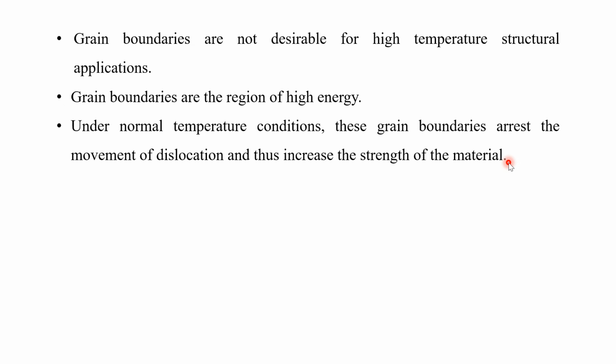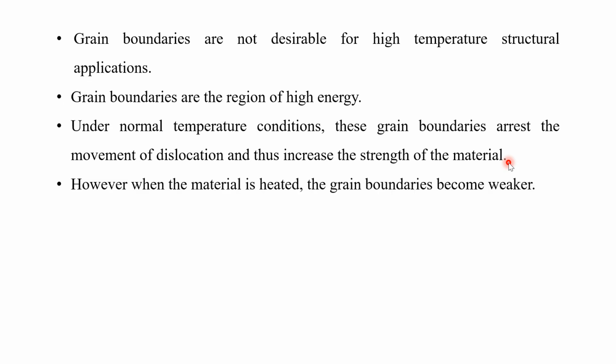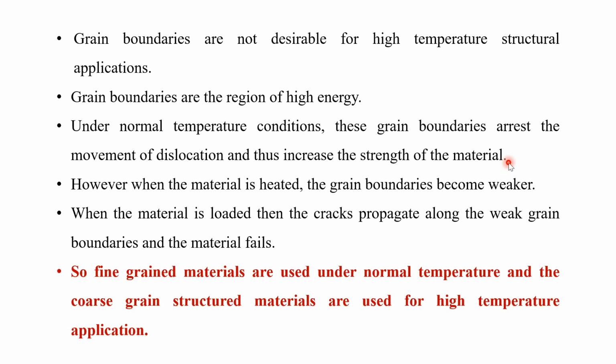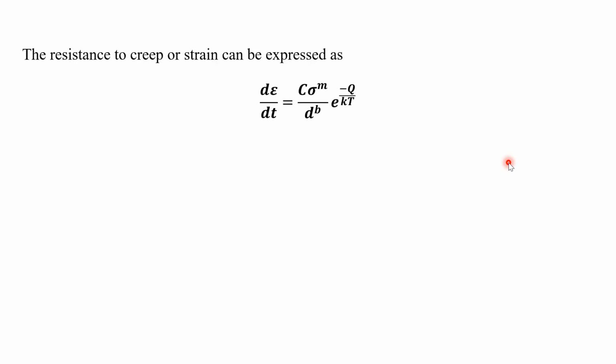Under normal temperature conditions, grain boundaries are stronger, they will arrest the dislocation and increase the strength, but it is not the case at high temperature as they become weaker. So when the material is loaded, the crack will propagate along the weak grain boundaries. So fine grained materials are used under normal temperature and coarse grained materials are used for high temperature applications.